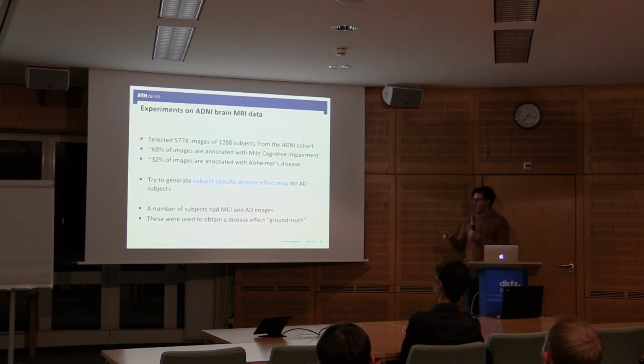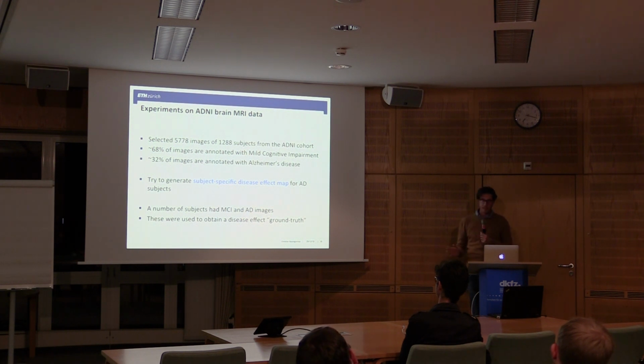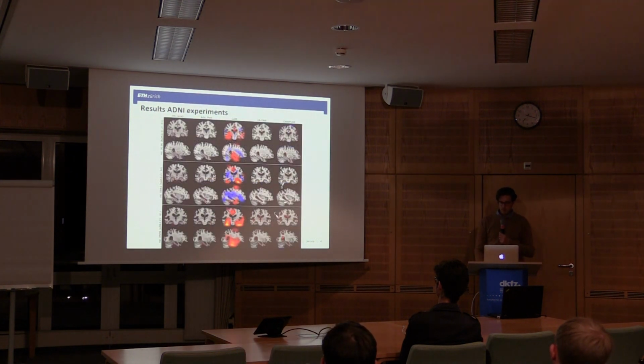Another thing that I briefly want to mention is that we had a small number of subjects that had MCI, and an image was acquired at the stage of MCI, and then later the patient went on to get Alzheimer's disease, and we also had an image at that stage. So we could use those paired images to obtain a sort of ground truth, in quotation marks, about the disease effect. However, we didn't use this pairing for training, and it's not necessary for training. This was just for evaluation.